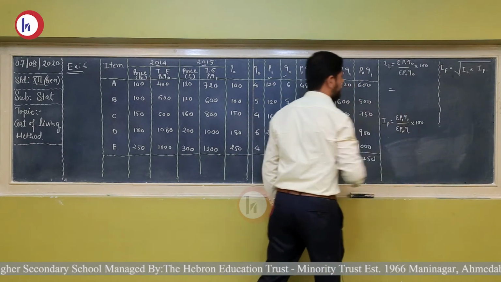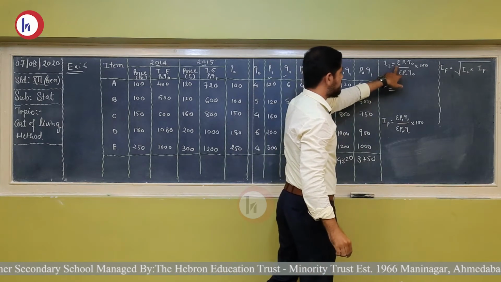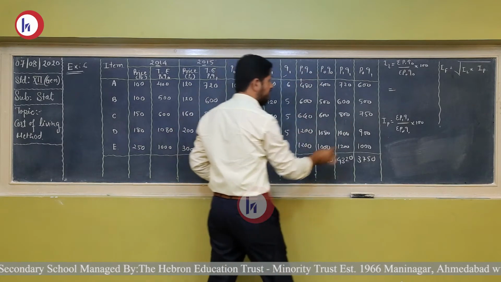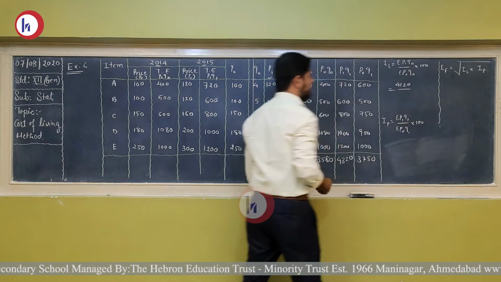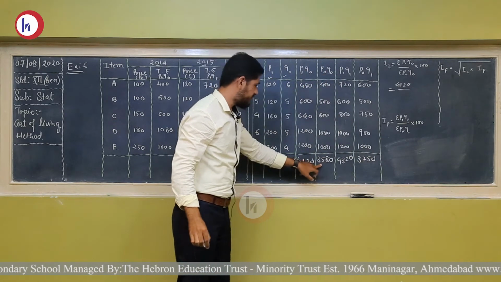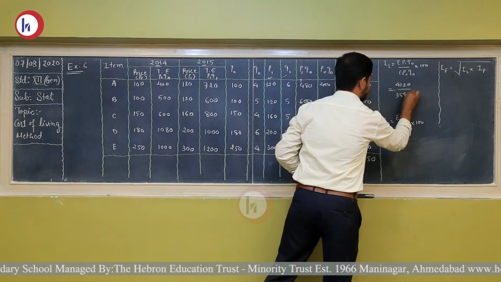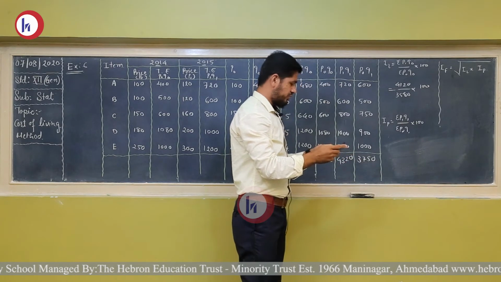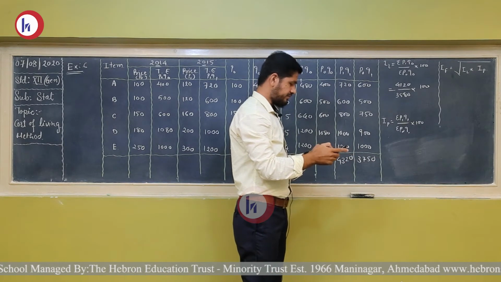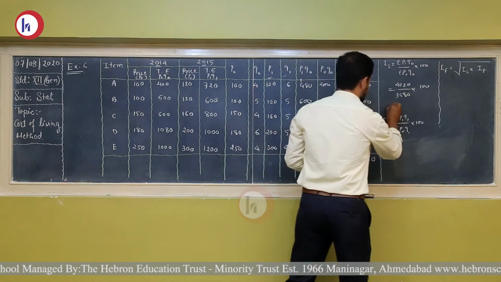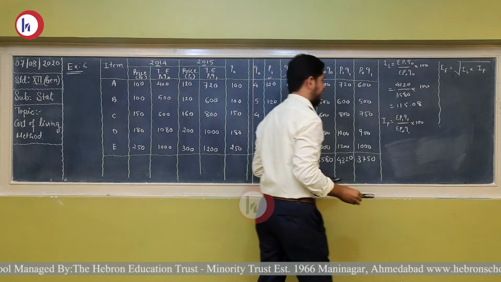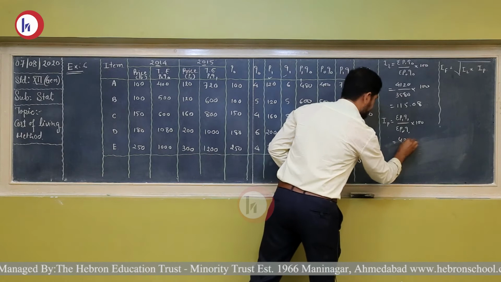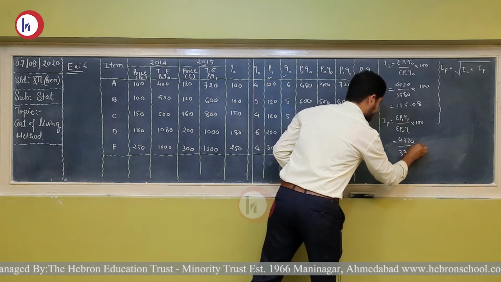So I have already written the formula on the board. IL is equal to sigma P1 Q0 upon sigma P0 Q0. Sigma P1 Q0 is 4120 divided by sigma P0 Q0. The sum of P0 Q0 is 3580 multiplied by 100. Now let's use the calculator for that. 4120 divided by 3580, you'll get 115.08. Now let's input the value into Paasche's formula, that is 4320 divided by 3750 into 100.